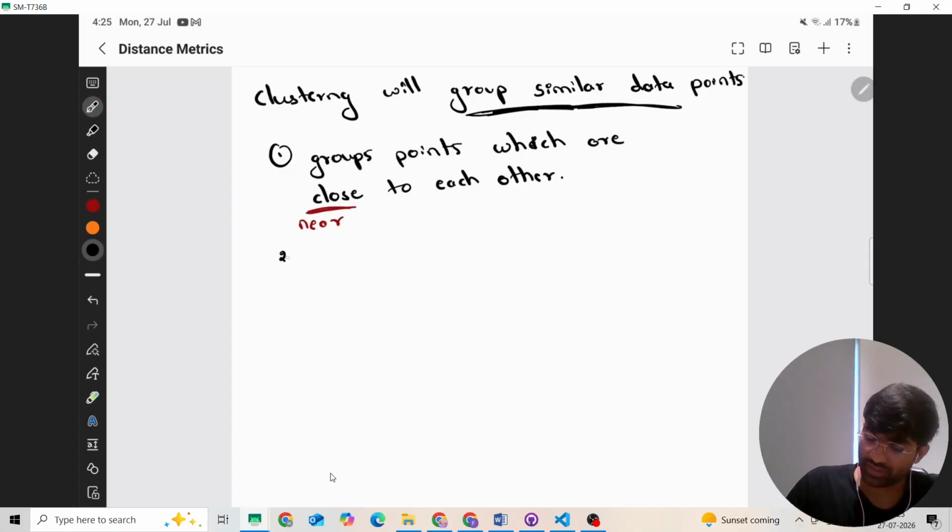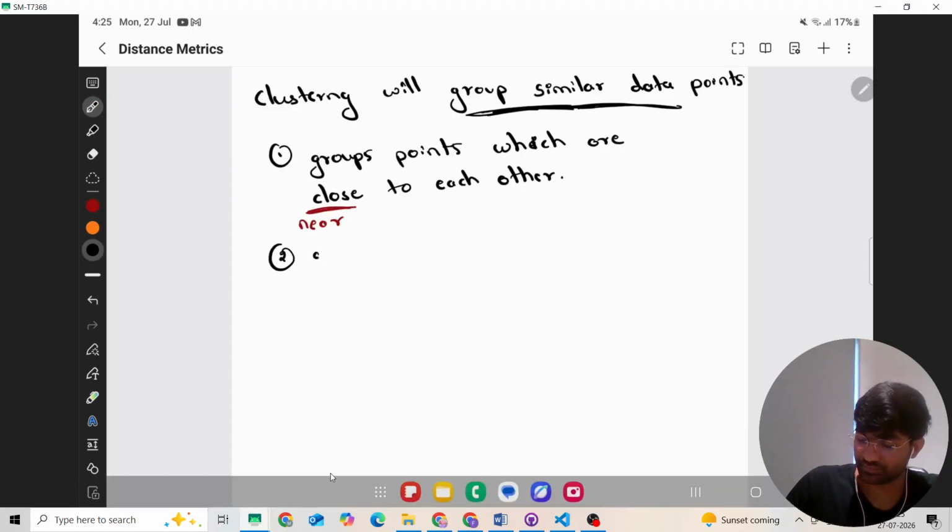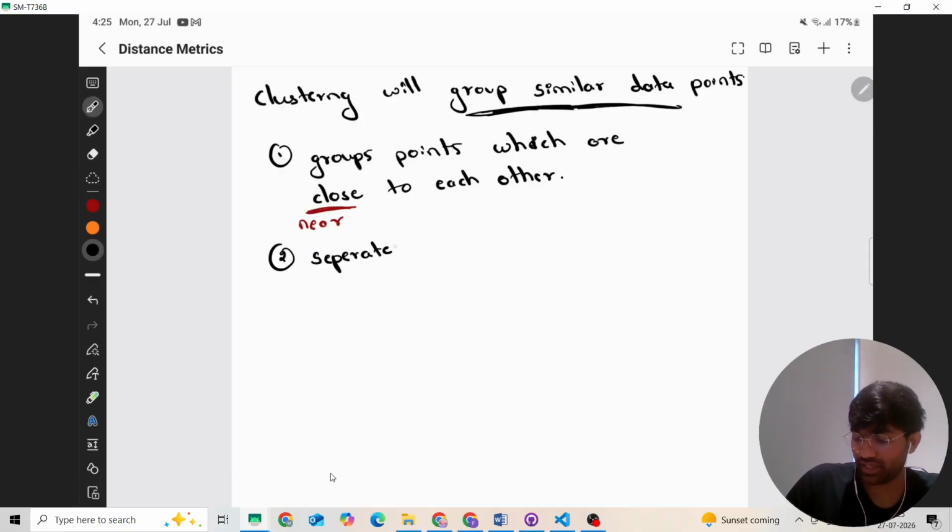Or the second way I can say it is separate data points which are far from each other. Separate data points which are far apart.